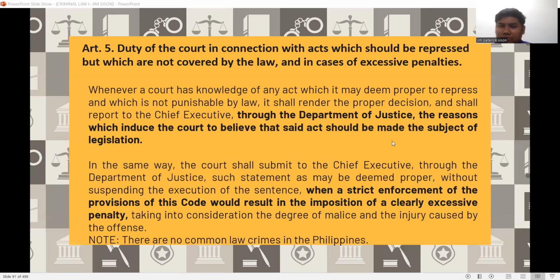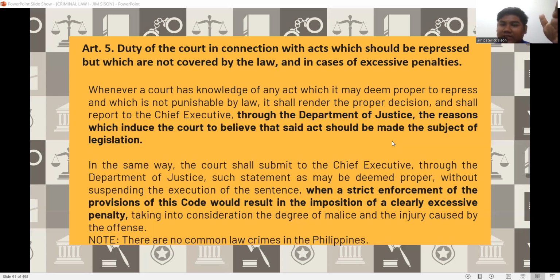So in the same way, the court shall submit to the chief executive through the DOJ a statement, without suspending the execution of sentence, when strict enforcement of the provisions of this Code would result in the imposition of a clearly excessive penalty. Let's just say a person is being tried for a crime that carries an excessive penalty. Okay, what will the court do? Of course, he must impose the proper decision.